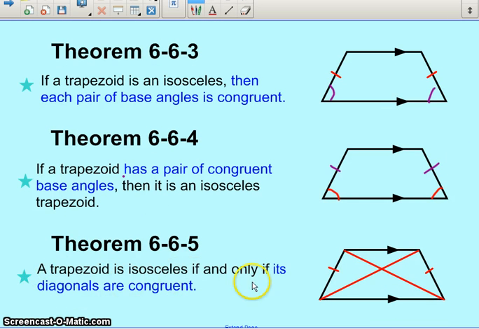And the last theorem down here says a trapezoid is isosceles if and only if its diagonals are congruent. So if we have a trapezoid, if the diagonals are congruent, we know it's an isosceles trapezoid or vice versa.